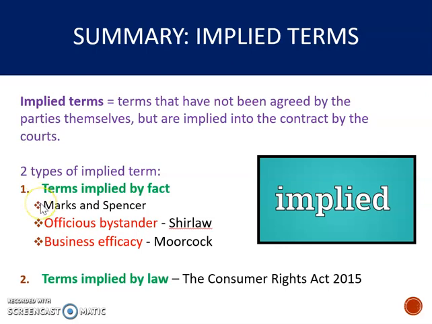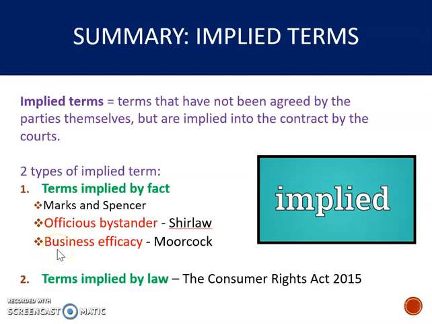And in Marks and Spencer, the Supreme Court made it clear that they were quite reluctant to imply terms into a contract, and they would only do so for business efficacy or if the officious bystander test was met. So it approved both of these quite old tests. And to start off with then, the officious bystander test came from the case of Shirlaw. And the test here was, had an officious bystander been present at the time the contract was made and had suggested that such a term be included, it must be obvious that both parties would have agreed to it.